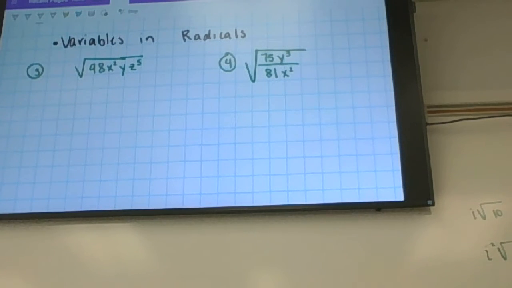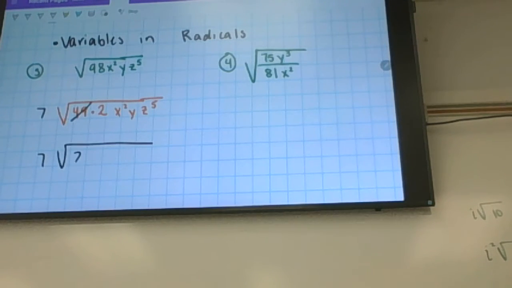49 is a great perfect square. So we'll rewrite this. 49 times 2 times x squared y, and that's a z to the 5th there. The square root of 49 is 7. So with these variables, I will show you a longer way to do it. You don't have to show all this work with these variables, but this is just one way to start. So x squared is 2 x's, y, and then we have z to the 5th.